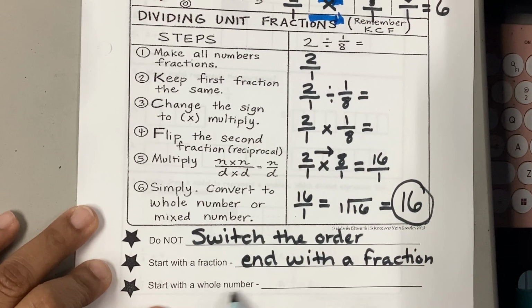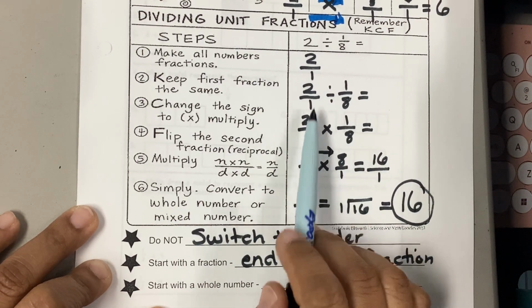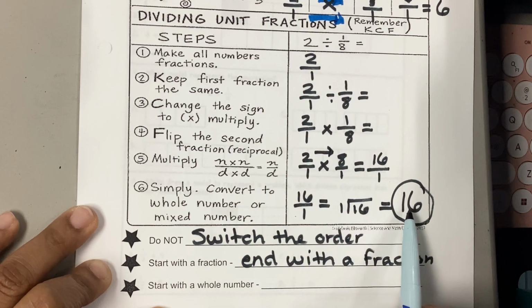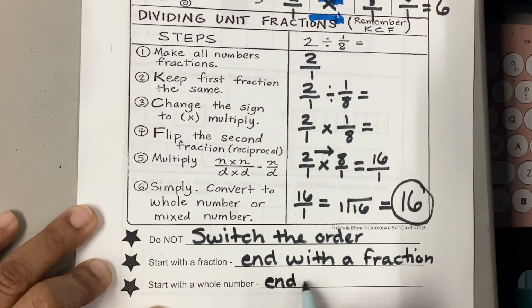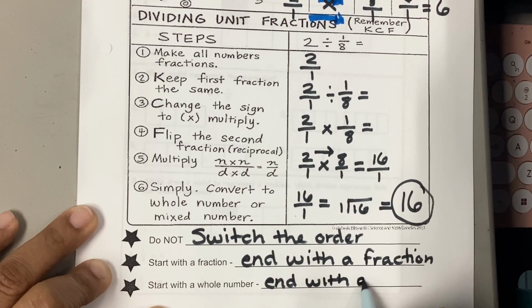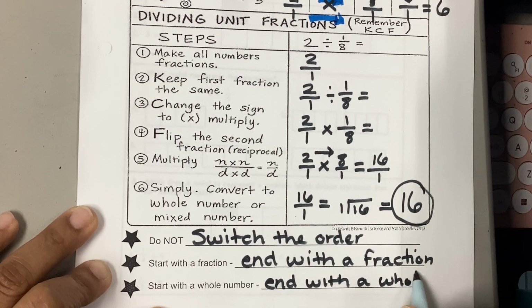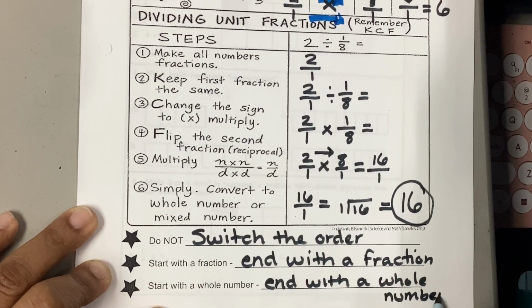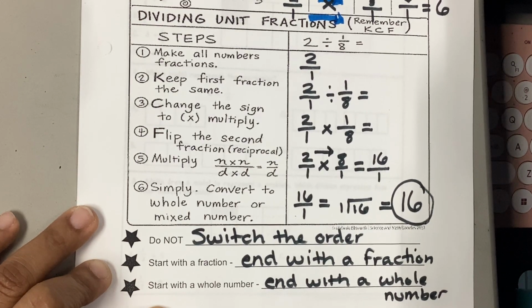But if you start with a whole number, like in this problem, 2 divided by 1/8, you're going to end with a whole number. So the answer will be a whole number. And that was the steps for dividing whole numbers by fractions.